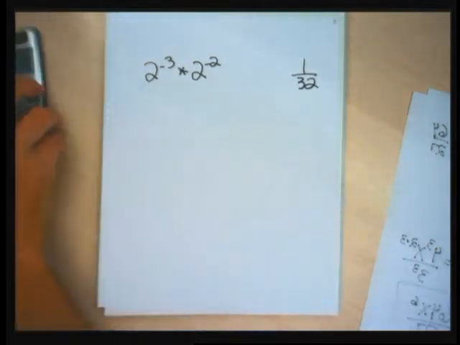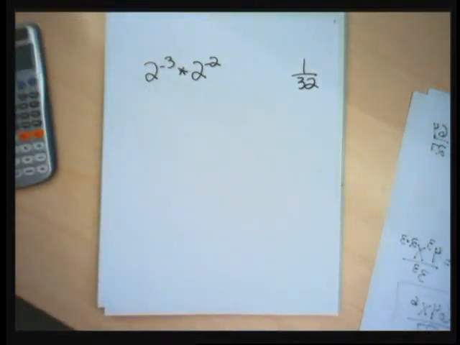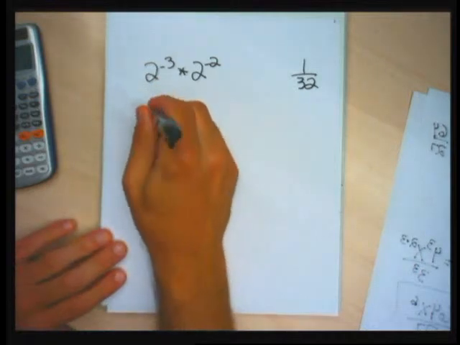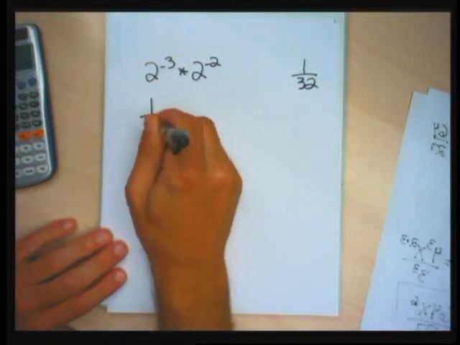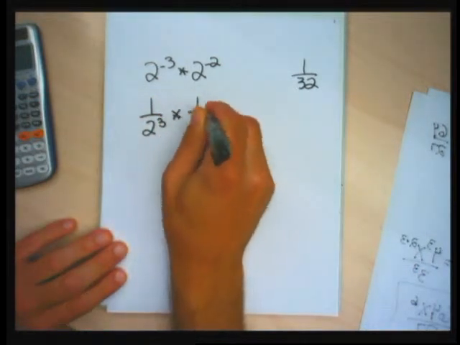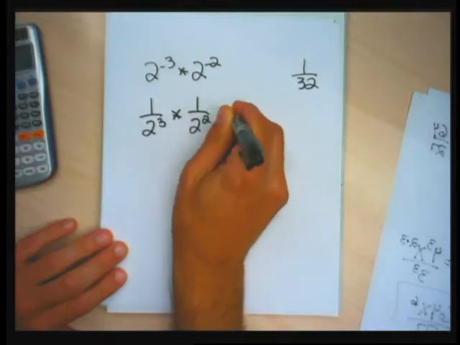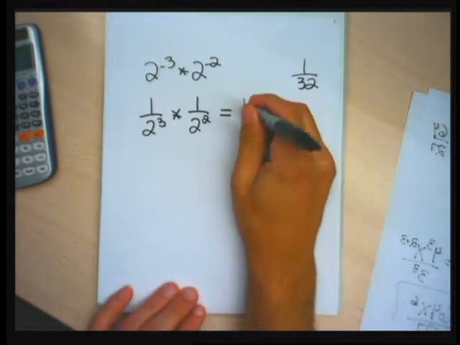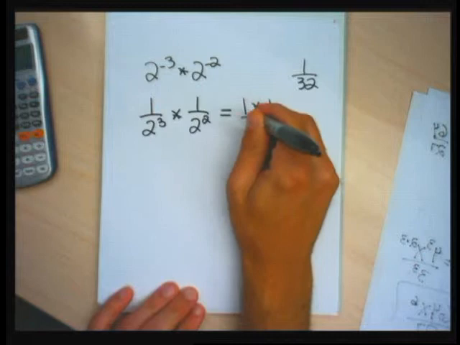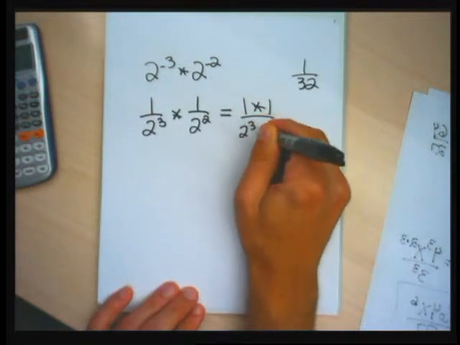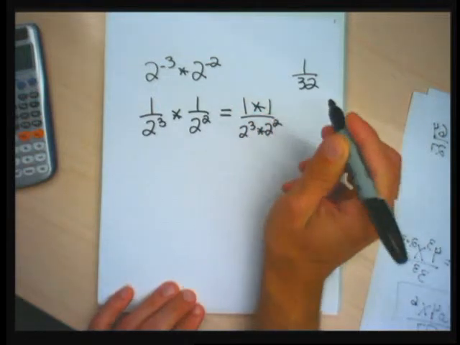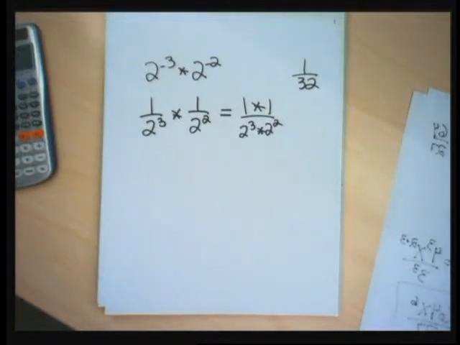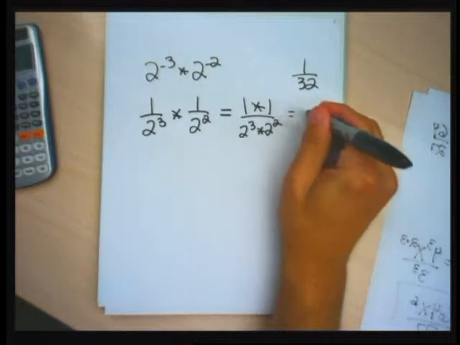But I don't like negative exponents. I can get rid of negative exponents quickly. 2 to the negative 3 is 1 over 2 cubed. 2 to the negative 2 is 1 over 2 squared. So I can write each of the pieces with a positive exponent. Now I'm multiplying fractions. When you multiply fractions, you multiply the numerators, you multiply the denominators. So I get 1 times 1 over 2 cubed times 2 squared. The numerators are easy. 1 times 1 is 1.